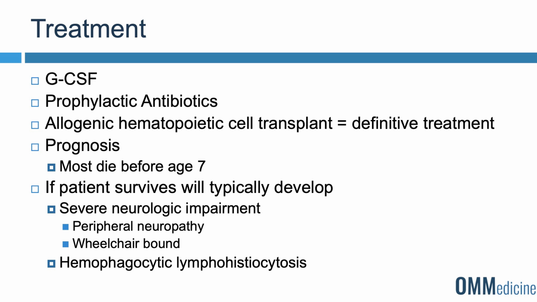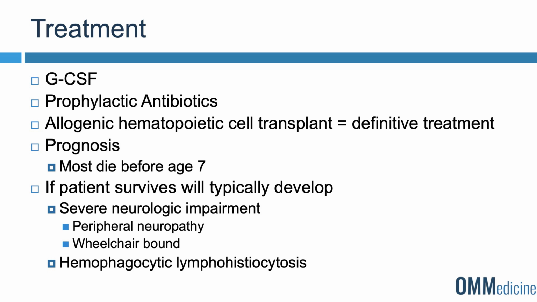So you can give these patients G-CSF, which stands for granulocyte colony stimulating factor, to help increase their leukocytes and their white blood cells. You can also give them prophylactic antibiotics, because remember, they're going to have increased susceptibility to infections, specifically bacterial infections of staph and strep, and so you want to make sure that they can have some extra help fighting these off with antibiotics. And ultimately, the best treatment that you can give these patients is an allogenic hematopoietic cell transplant.